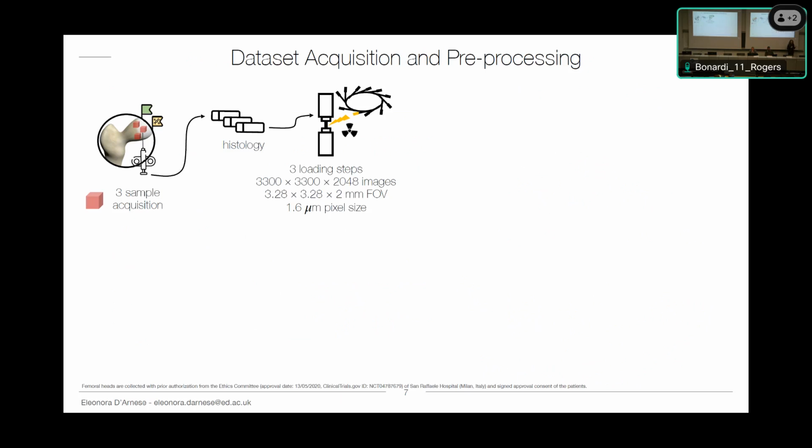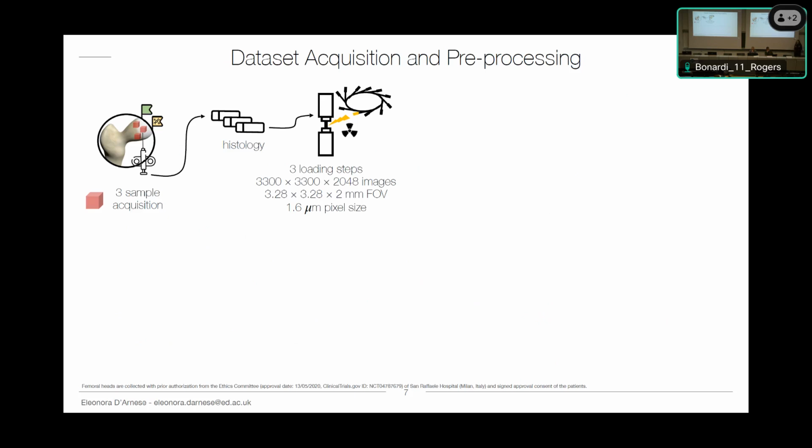So how have we proceeded? This work was done in collaboration with the mechanical engineering department, and they acquired 3 samples per patient from hip replacement surgery. So we are not really taking bone from a living person. After the surgery, we take 3 samples per person, take them to the synchrotron and put them under pressure. So we have 3 different loading steps, and these generate our dataset.